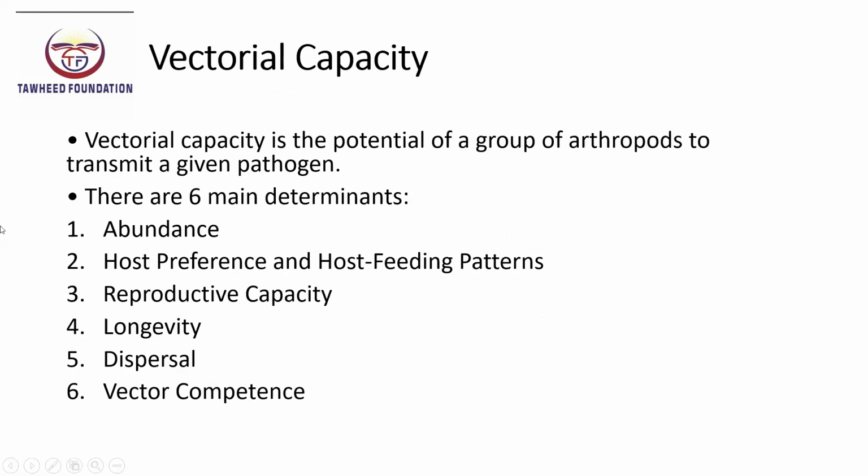Vectorial capacity. Vectorial capacity measures an arthropod population's ability to transmit a pathogen, dependent on abundance. A higher number increases transmission risk. Host preference determines which hosts are targeted, guiding transmission dynamics. Reproductive capacity is the speed at which vector populations grow. Longevity, the lifespan, affects the chance of pathogen transmission. Dispersal: greater movement enhances disease spread. Vector competence is the genetic ability to carry and transmit specific pathogens.